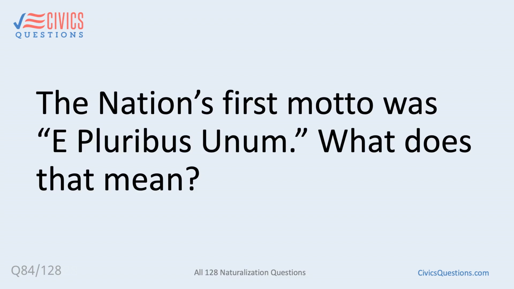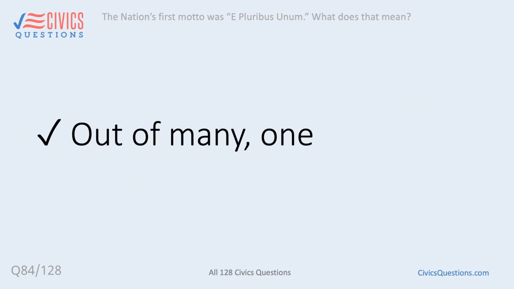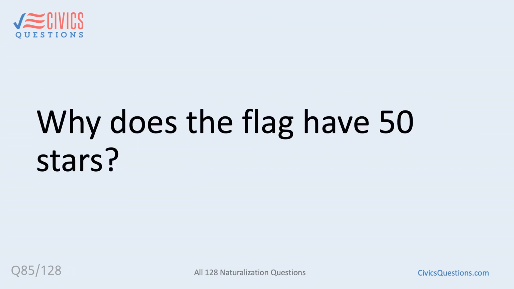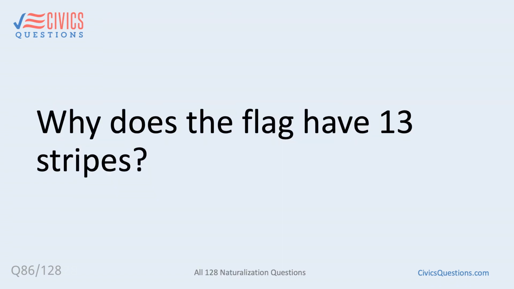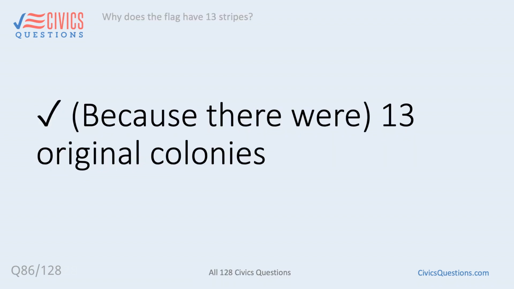Symbols. The nation's first motto was E pluribus unum. What does that mean? Out of many, one. Why does the flag have 50 stars? Because there are 50 states. Why does the flag have 13 stripes? Because there were 13 original colonies.